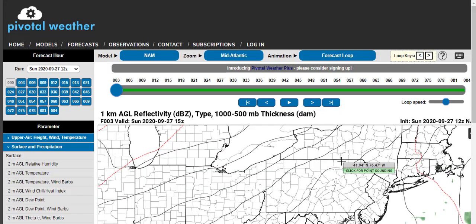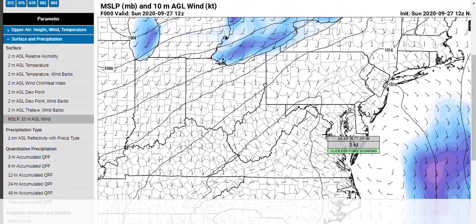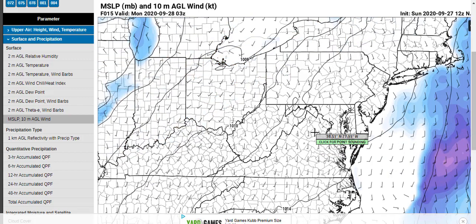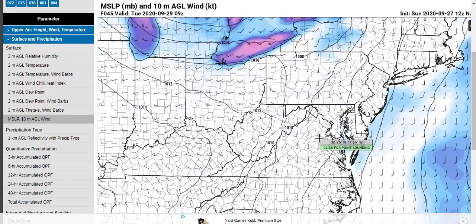Actually, what I'll do is I'll make this a white background. And that's another tab that you can use, mean sea level pressure and 10-meter winds above ground level. And you can just move your mouse over and it'll tell you what the wind speed is, which is really nice. And the darker shaded colors are higher wind speeds, but you can see how the wind barbs are still the same. So throughout the day on Tuesday, let's go to Tuesday here.